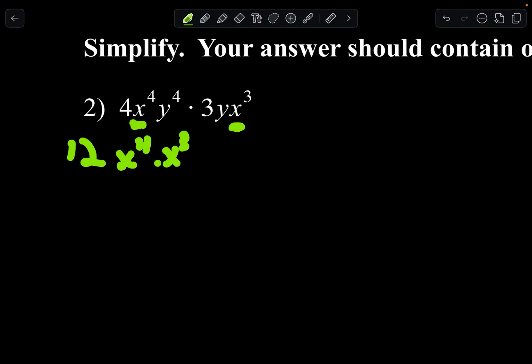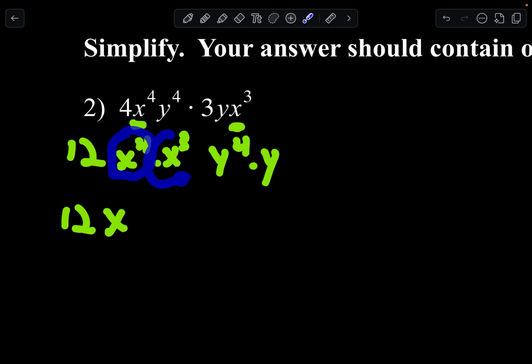And then we have y to the 4th times y. So this is 12 x to the, now when you multiply powers, these are powers, remember? When we multiply these together, we add the exponents. So 4 plus 3 is 7. And then we have y to the 4th, and then this y. Now, guys and ladies, I should say, when there's no exponent shown on any variable, that implies there's a 1 there. It's to the first.